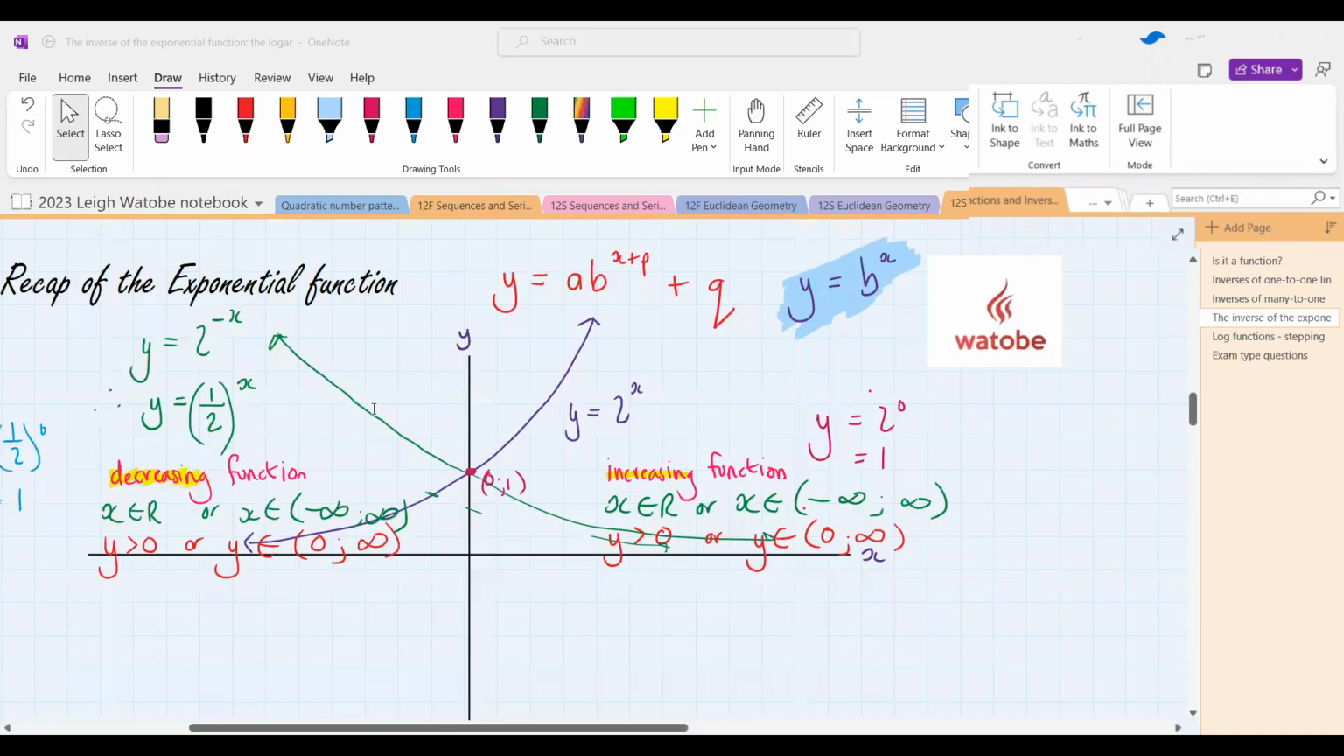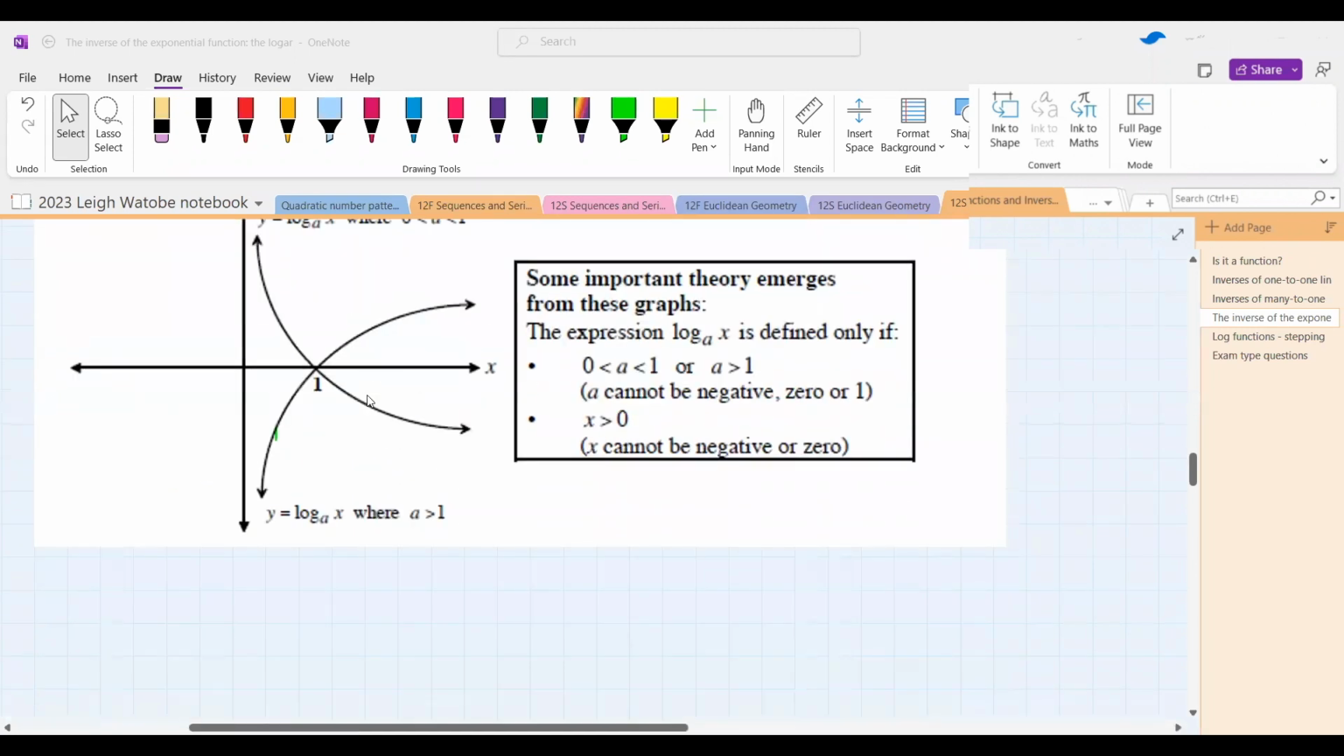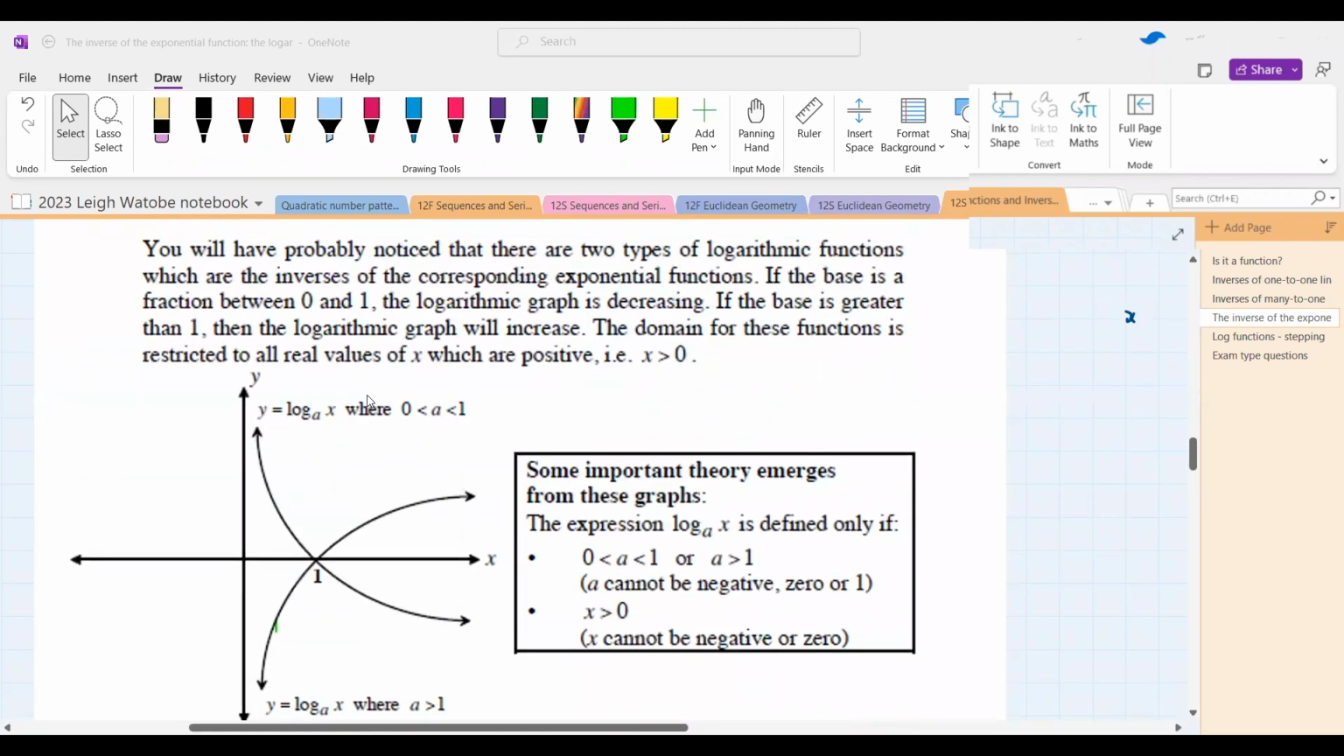Okay, so now let's go and have a look. That's where we were before. Let's just talk about this and then we will move on. This is also something that I want you to take a screenshot of. They've said to us here, there are two types of log functions, which are the inverses of the corresponding exponential functions. The other thing that is important for us here is where they talk about the increasing and the decreasing.